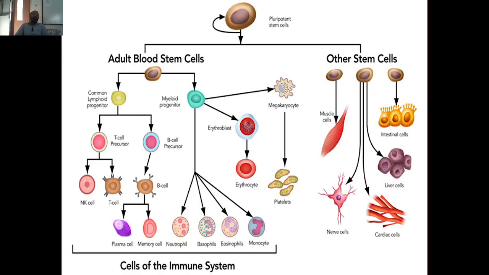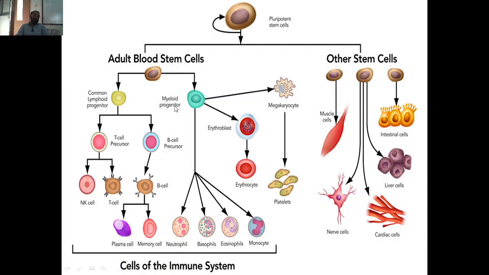Okay. So pluripotent stem cells, here adult stem cells, adult blood stem cells and other stem cells. Pluripotent stem cell means it's unspecialized, undivided cells. When it undergoes differentiation, it will give you the specific cells or specialized cells. So you can categorize into adult blood stem cells and other stem cells.